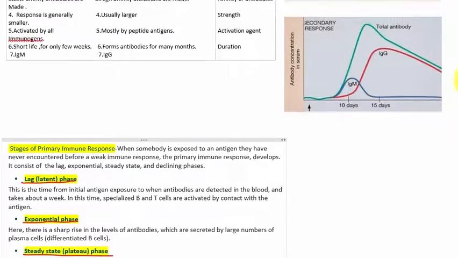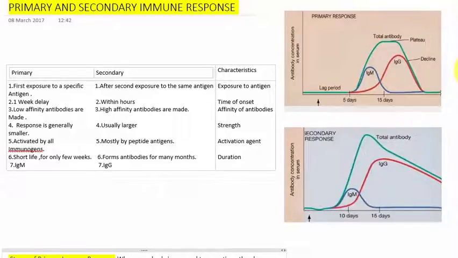So let's discuss the differences. The primary response is the first exposure to a specific antigen, and the secondary response is the second exposure to the same antigen. The primary response takes 1 week; the secondary occurs within hours. The affinity of antibodies is very low in the primary, and very high in the secondary. The primary response is generally smaller, the secondary response is larger. The primary response is activated by immunogens, and the secondary immune response is activated by the peptide antigen. The primary process is very short and lasts only a few weeks, while the secondary response forms antibodies for many months. And the predominant antibody in the primary response is IgM, and in the secondary response is IgG.